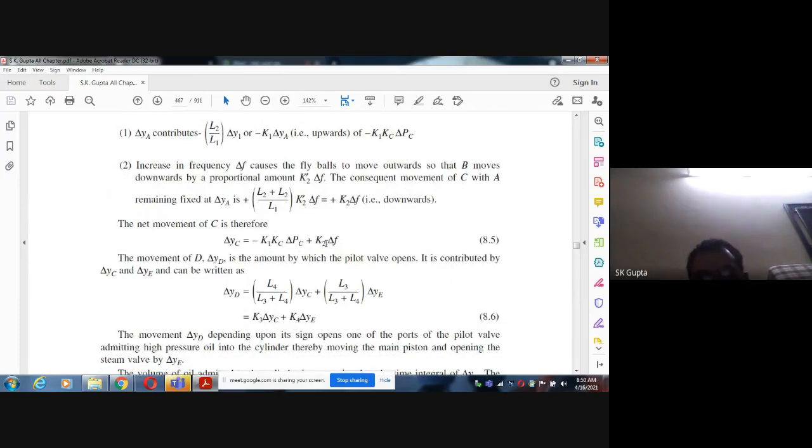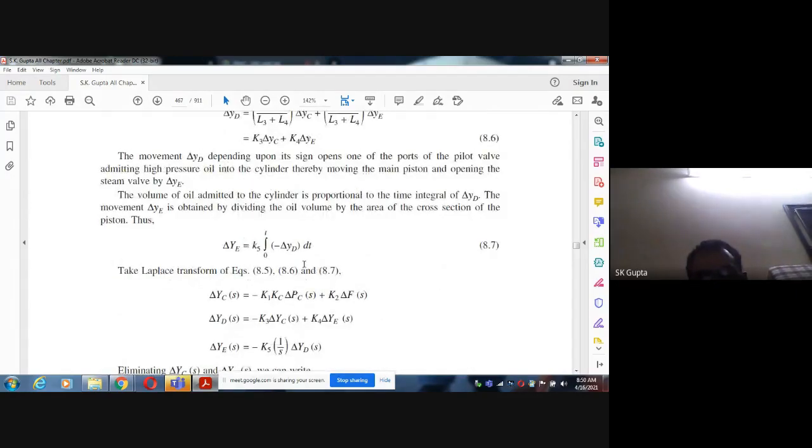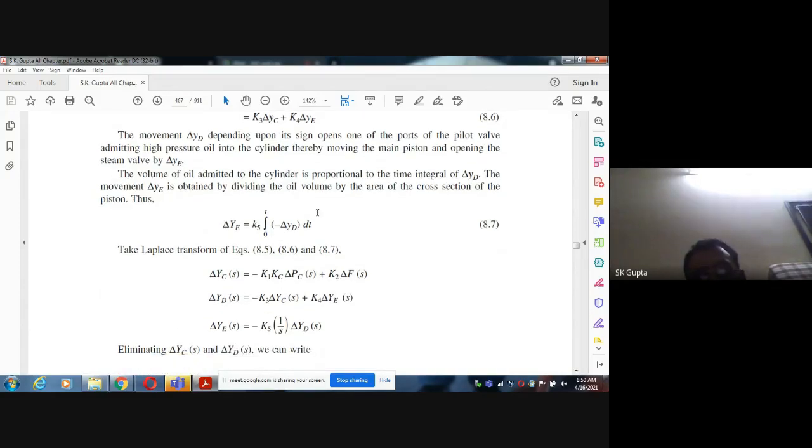One equation, two equation, and the third equation. These are three very, very important equations. Since it is an integral equation, to solve this we have to take the Laplace of this. All three equations we will take the Laplace.